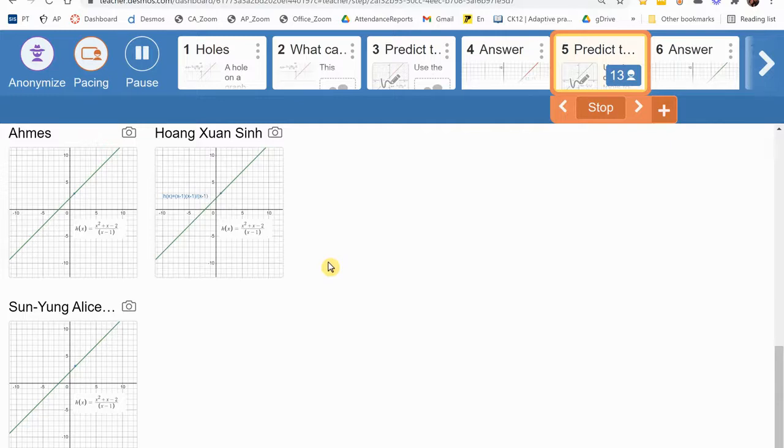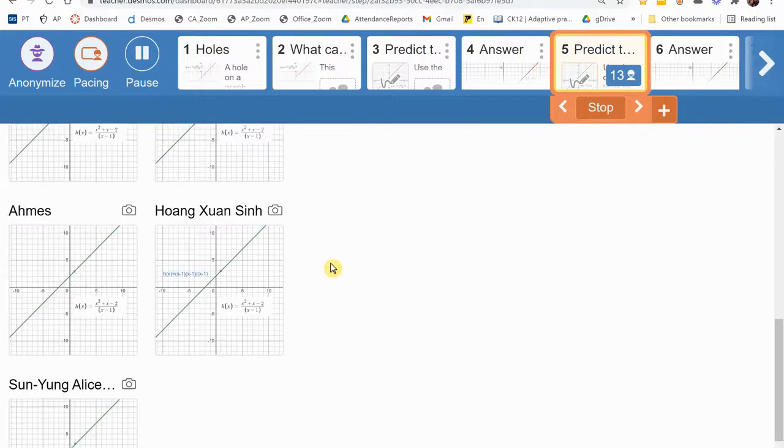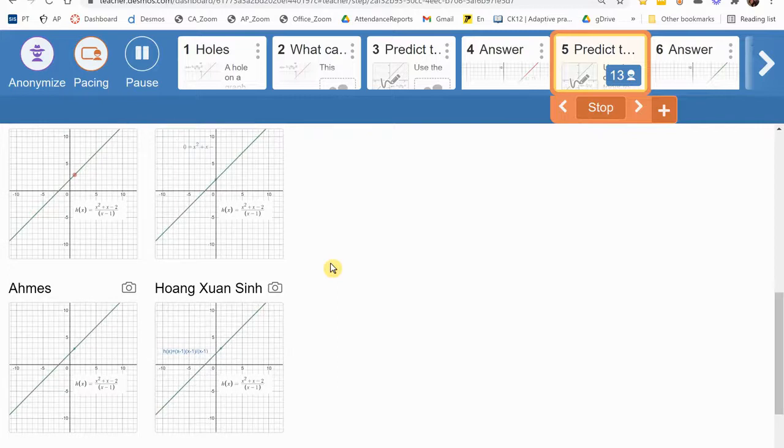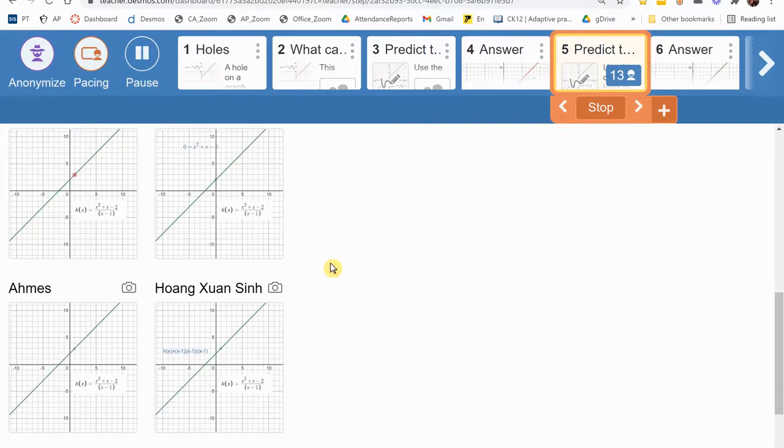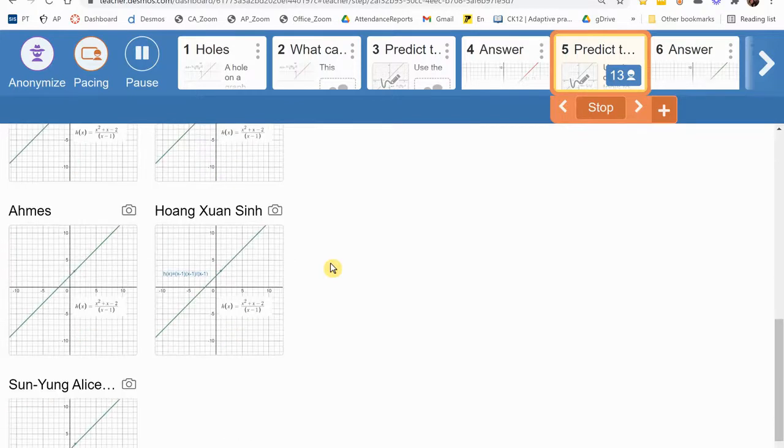Okay. There's just another minute or so. Still love to see a little bit more justification insight on a couple of these. David Blackwell, your dot is in the correct place. I'd love to have you show me why that's correct.